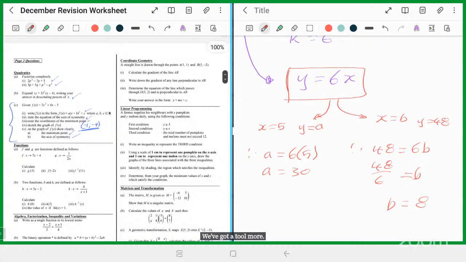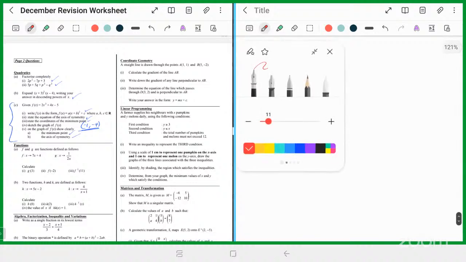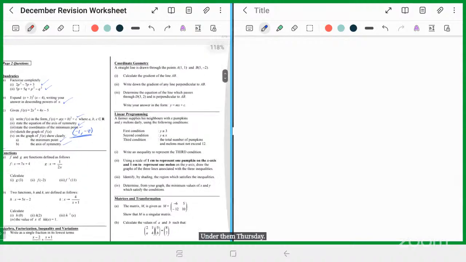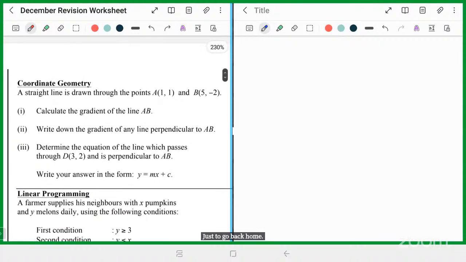What time is it? 6:19 now. Start after 5 o'clock. Let's go. Next question. Next question. We're going to do this one. This one is easy. We're going to do this one and send 2 questions in the group, and do them Thursday. Well, don't come to class just to go back home. You don't come to class to learn something. You don't know how to learn nothing, you know.